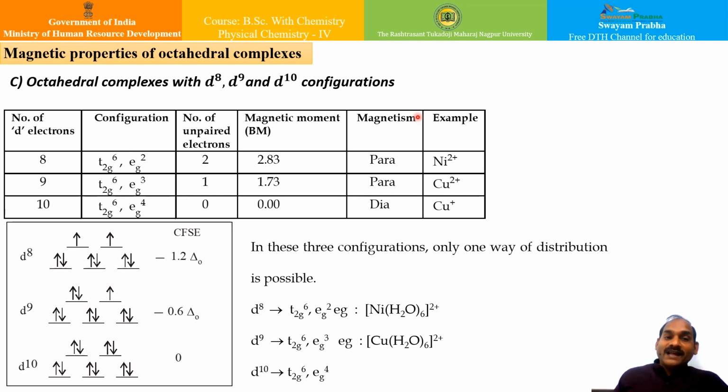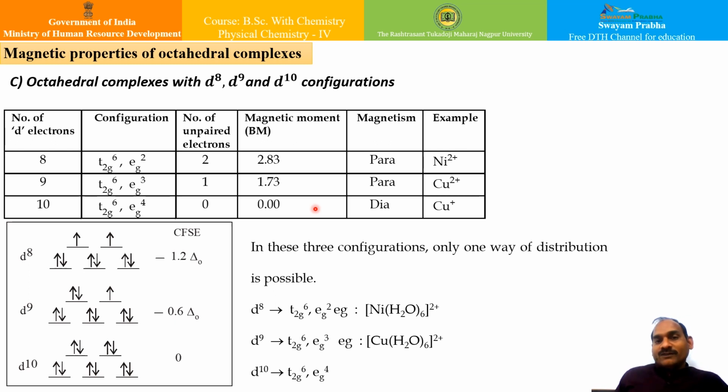Now the third part is, there are certain cases wherein we have octahedral complexes with d8, d9 and d10 configurations. In case of octahedral complexes with d8, d9 and d10 configurations, only one type of distribution of electrons is possible. You can see from this table. It is very exemplary. With the increase in the number of d electrons, the number of unpaired electrons decreases. You can see the electronic configuration, and therefore the magnetic moment also decreases from d8 to d10.